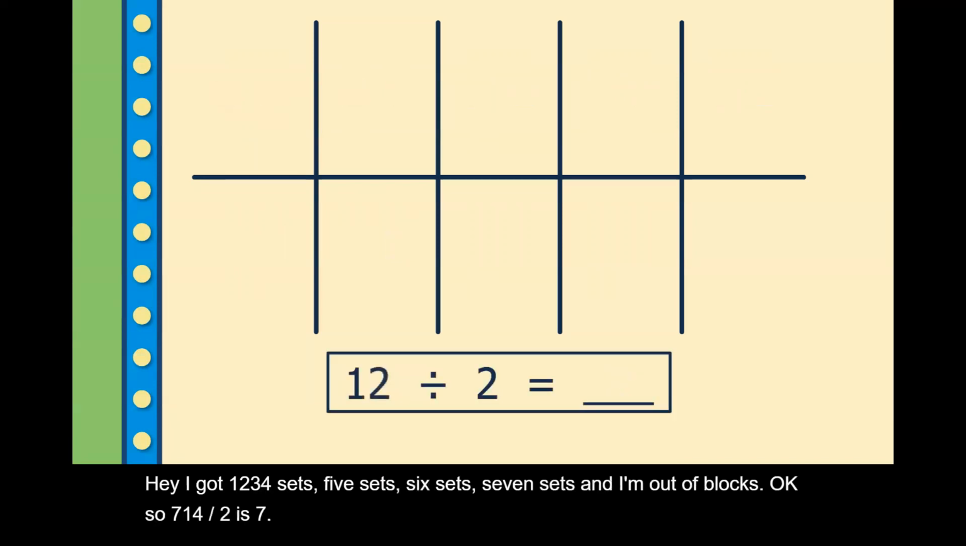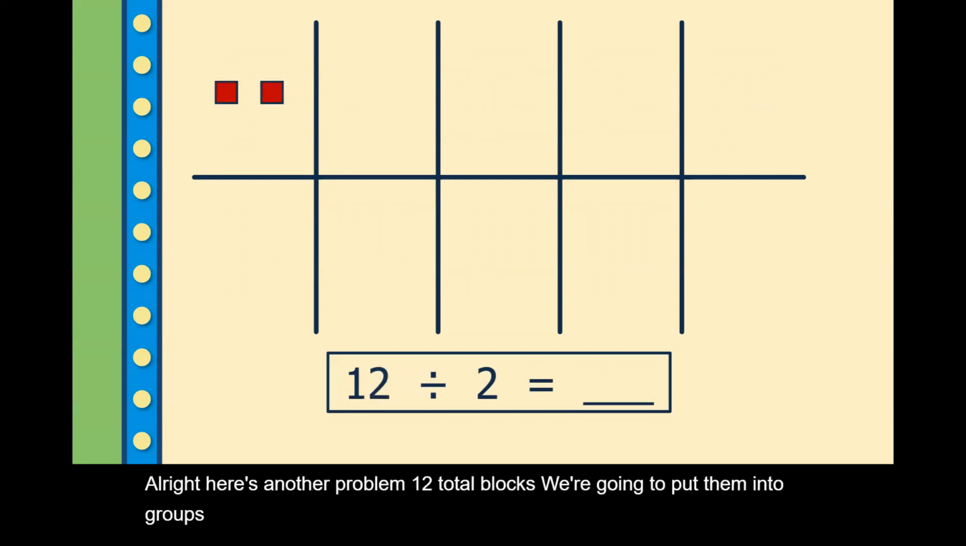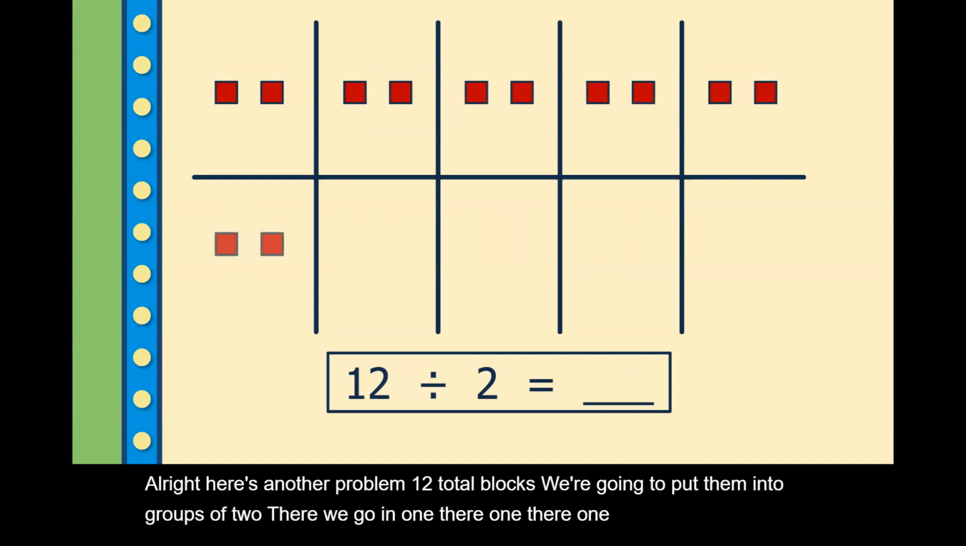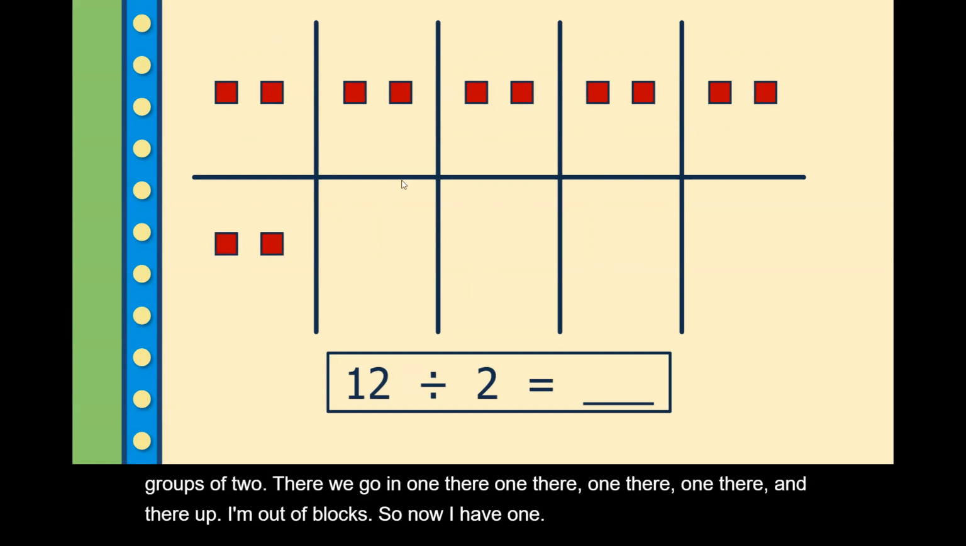All right, here's another problem, 12 total blocks. We're going to put them into groups of 2. Here we go. One there, one there, one there, one there, there, and there. Oops, I'm out of blocks. So now I have 1, 2, 3, 4, 5, 6.